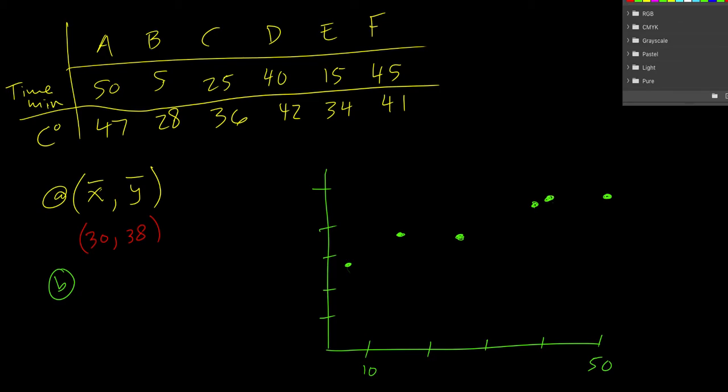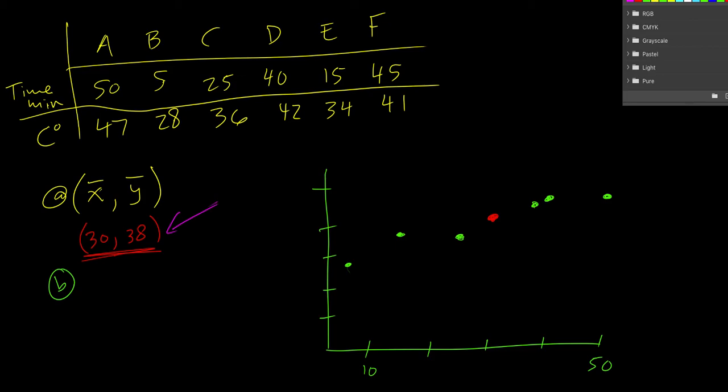Okay, now I'm going to plot this point, which is 30, 38, which is right there. Okay, I recommend doing it in a different color if you have access to that, or somehow marking it as your mean point or your average point. Okay, now part C says locate the mean point on the scatter diagram, then draw a line of best fit through this point.